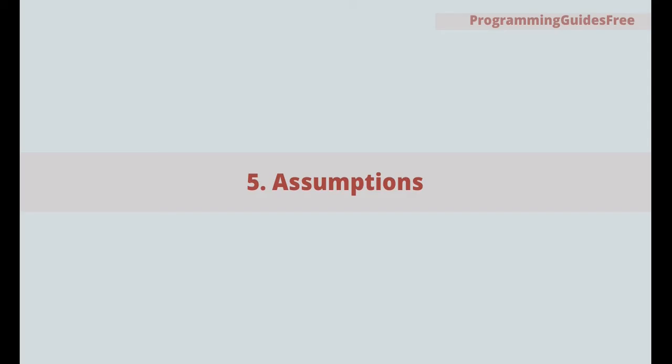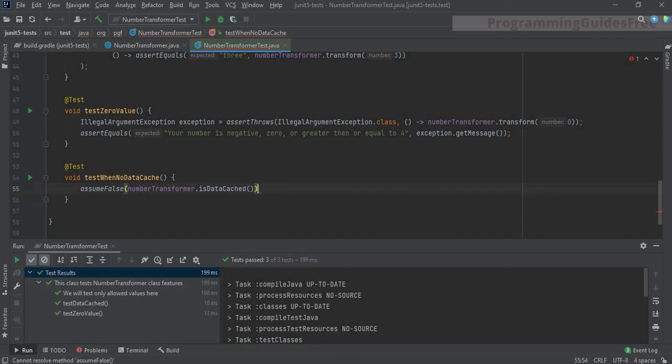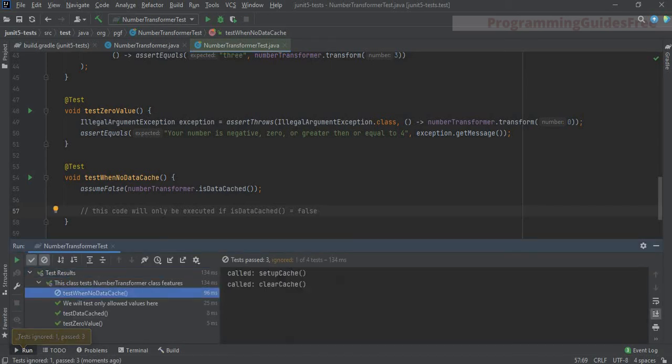Now we switch to assumptions. As you remember, we initialize cache before each test. And it means that is data cached returns true. Assume method allows us to execute test only if some condition is satisfied. If add assume false method for is data cached, then everything after assume false method will not be executed. Click green triangle. As you can see, before each and after each was called, but is data cached is true. That is why other part of the test was not executed.